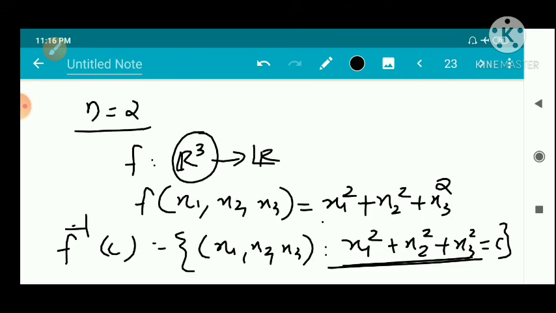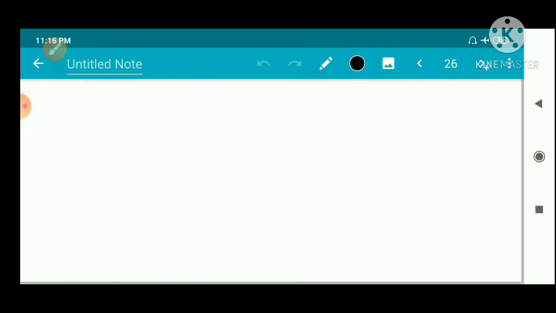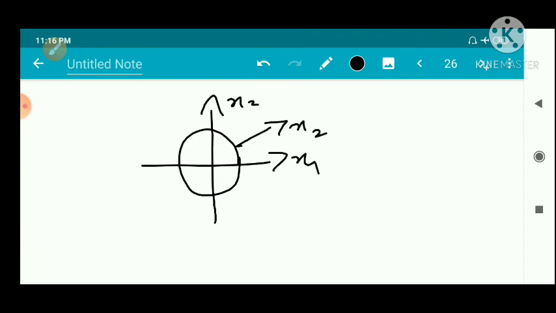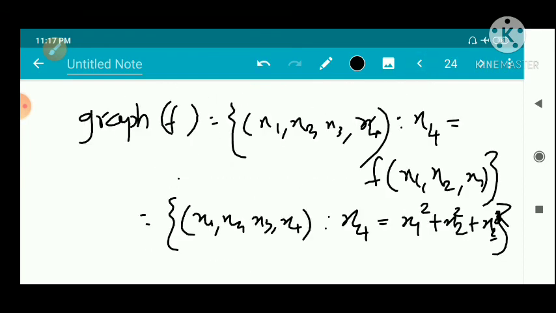Now we draw the level set. The level set is a sphere. When we take c equal to 0, it is a sphere of radius 0. When c equal to 1, it is of radius plus 1. When c equal to 2, it is of radius root 2, etc. So it is a sphere, with x1, x2 axes and x3 axis. That is the level set. It's a sphere. And the graph is a subset of R4.